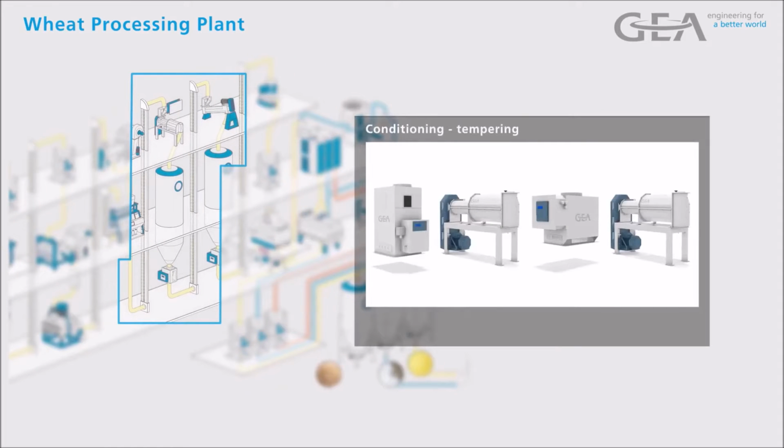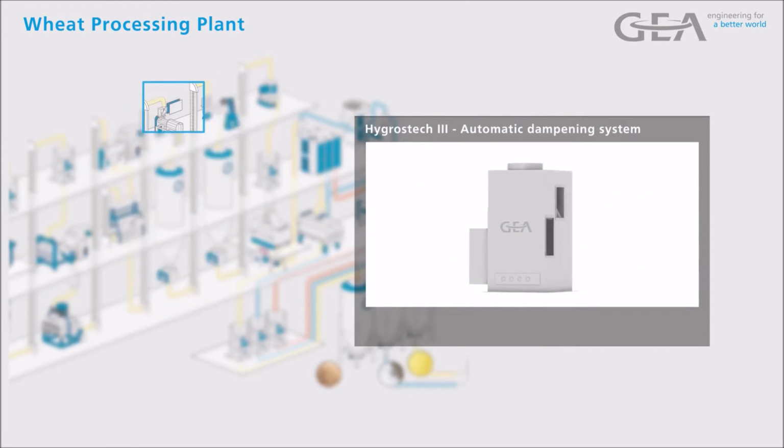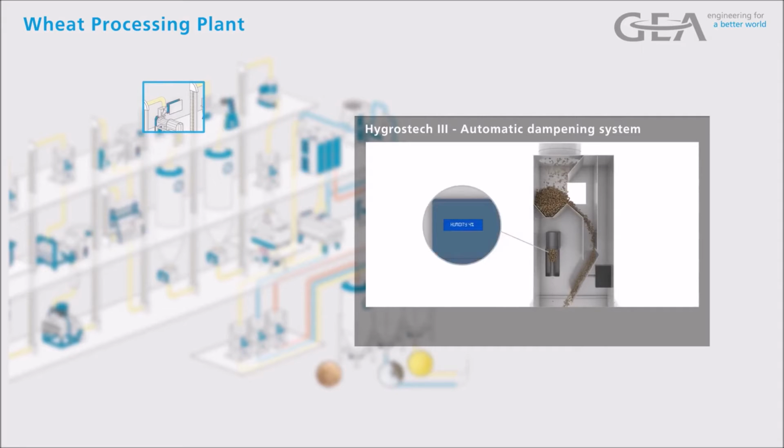Conditioning tempering. This is the stage in which the product is wetted to facilitate milling and to make the final humidity constant, which is essential to meet certain qualitative parameters in the finished product. It consists of 2 phases: first tempering, second tempering. iGross Tech 3 automatic dampening system. Automatic dampening system guaranteeing homogeneous moisture of the kernel for milling.